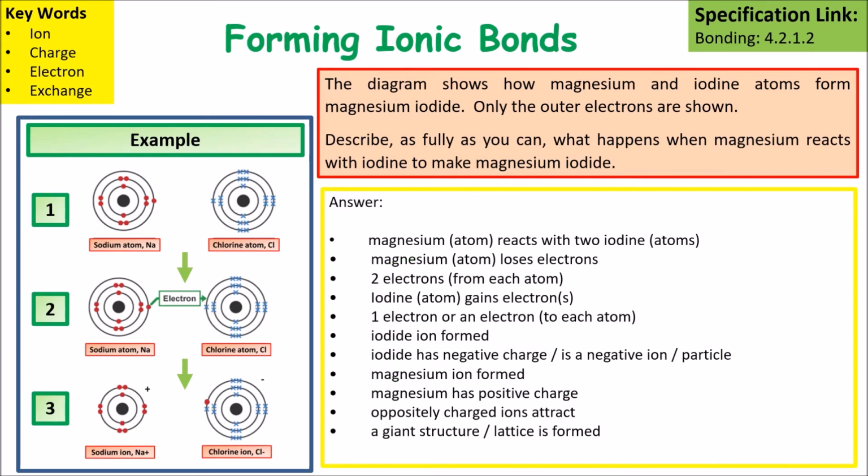So some things that you could include in your answer is that one magnesium is reacting with two iodine atoms. The magnesium is losing 2 electrons. Each iodine is gaining 1 electron. They're both forming ions. The iodide ion has a negative charge. The magnesium ion has a positive charge, or a +2 charge. And eventually they'll go and form a giant lattice structure.